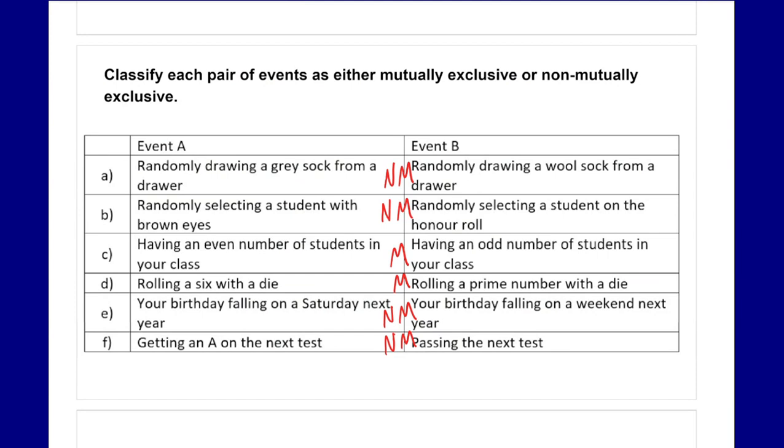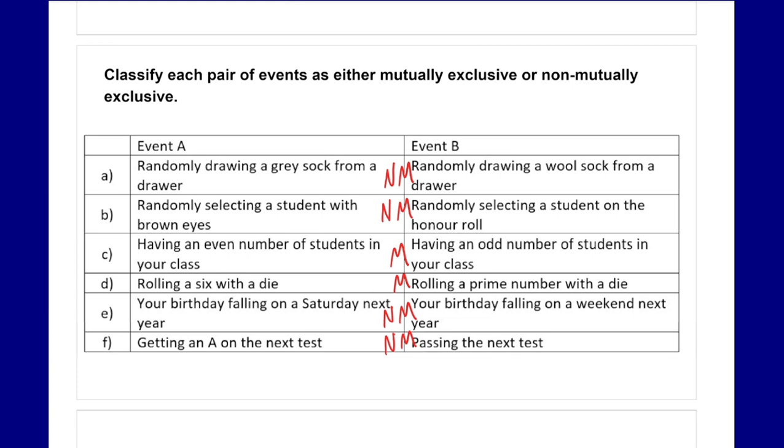So coming back to these different events, the first one, randomly drawing a gray sock and randomly drawing a wool sock, these would be non-mutually exclusive because you could pull a sock that is wool and gray. For B, randomly selecting a student with brown eyes and randomly selecting a student on the honor roll, again non-mutually exclusive because you could have students on the honor roll with brown eyes.